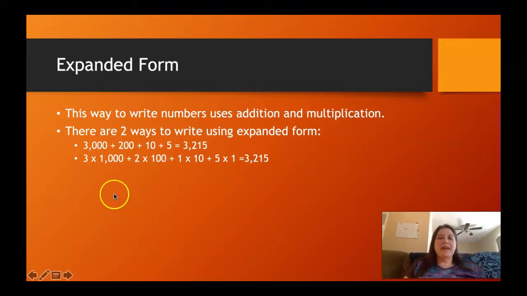So let me go back through expanded form because there are two ways. And like I told you, this top way is how we did it in 3rd and 4th grade. This bottom way is how we're asking you to do it in 5th grade. So we put the 3 down and then we multiply it by the place value, which in this case happens to be thousands. Then we put an addition sign and 2 times 100 because 100 is the place value it's in. And then a plus sign and a 1 times 10 because the 1 is in the tens place value, and then a plus sign and 5 times 1.